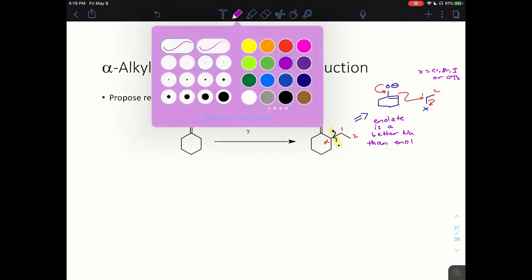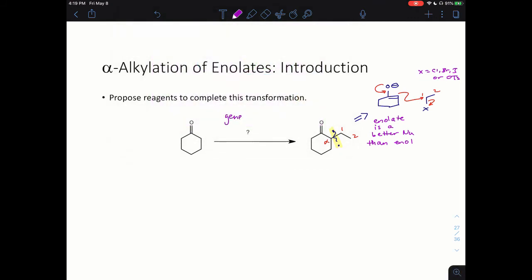Now, we know that we need to do two things. We need to generate the enolate, and then we need to treat with the electrophile. Well, how do we generate enolates? Yes, we're going to treat with some base. So what sorts of bases might we use? All right, I'm going to guess you're saying hydroxide. So you like to use hydroxide, and then we're treating with our electrophile.